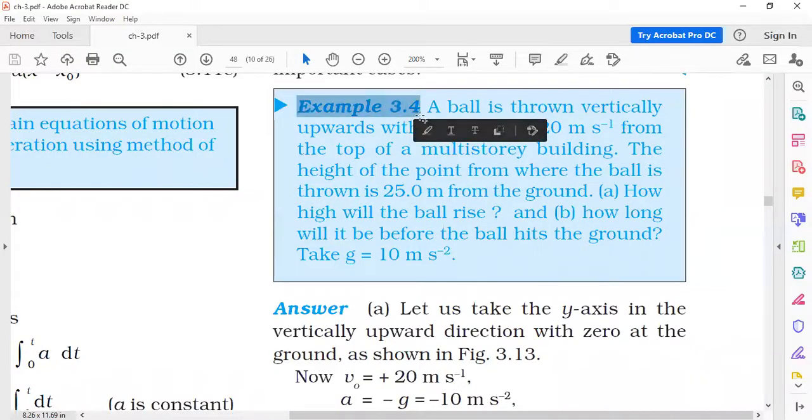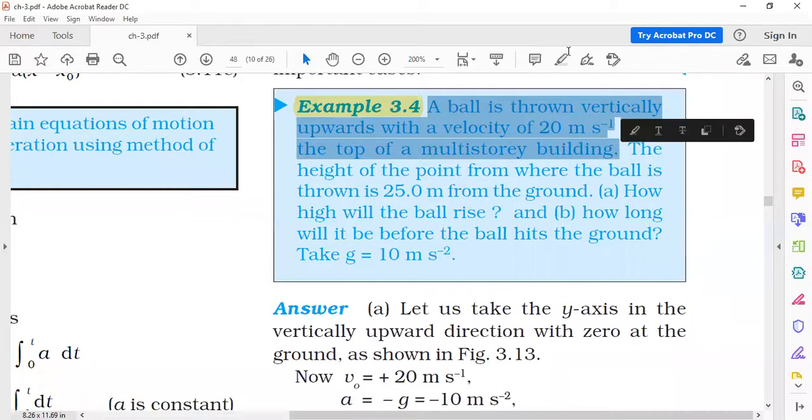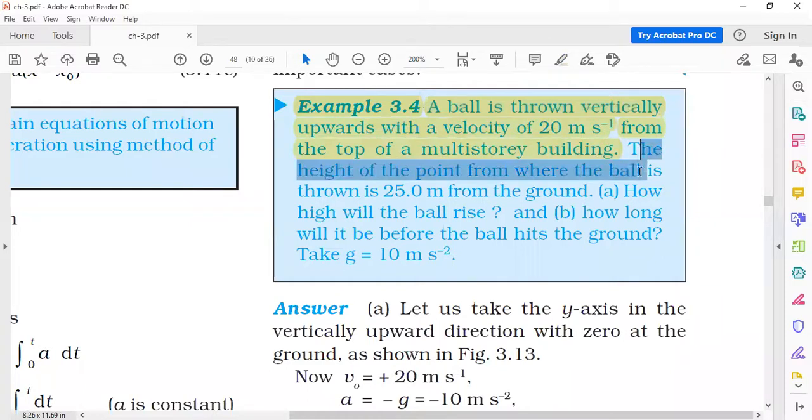This is example 3.4, in which a ball is thrown vertically upwards with a velocity of 20 meters per second from the top of a multi-story building. The height of the point from where the ball is thrown is 25 meters from the ground. This is the given information. There are two sub-questions.